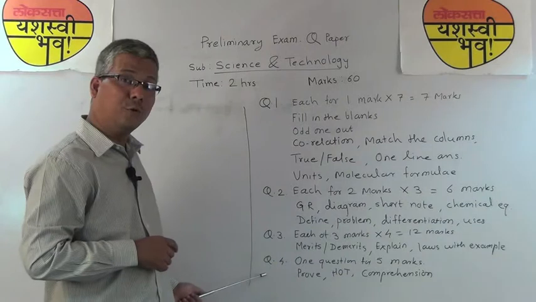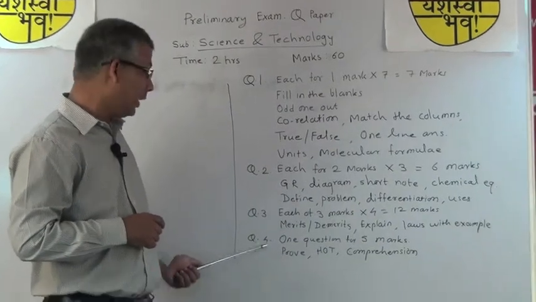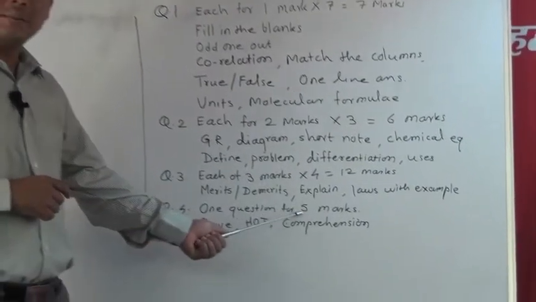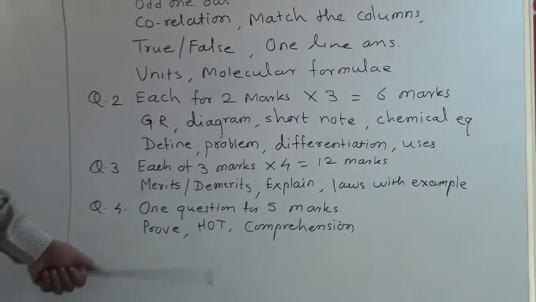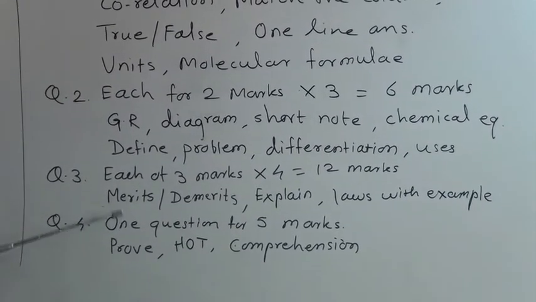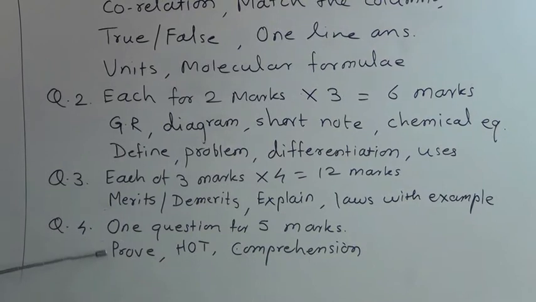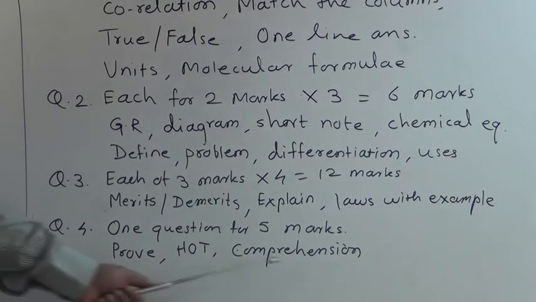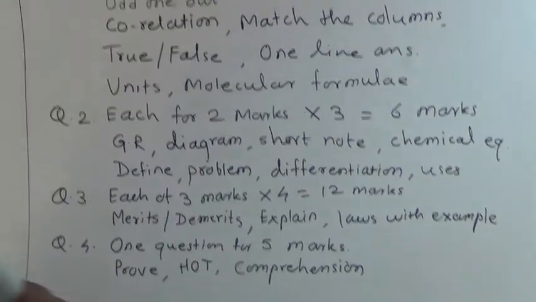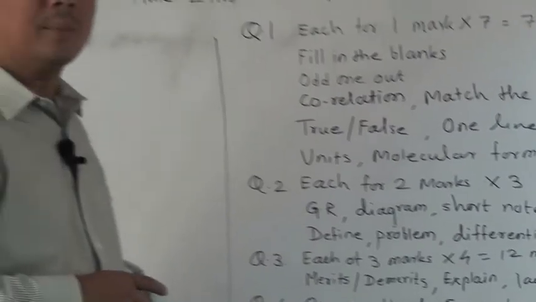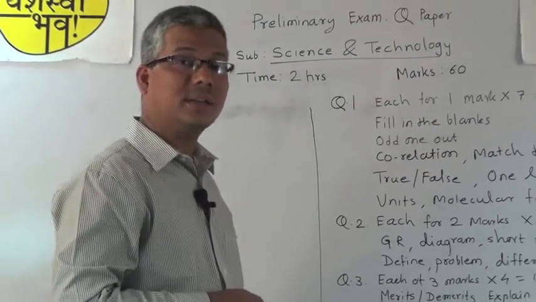Now question number 4. Question number 4 is a question for 5 marks. There are 2 questions. Out of these 2, you have to answer only 1 question. But this is for proof, HOT or comprehension. Here, the marks are split according to the sub-questions.